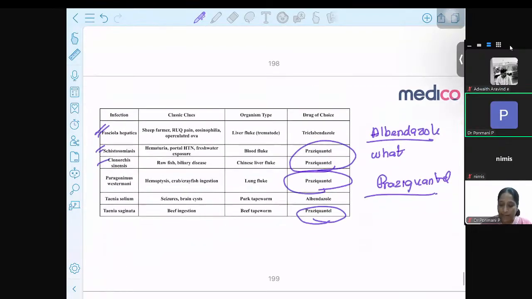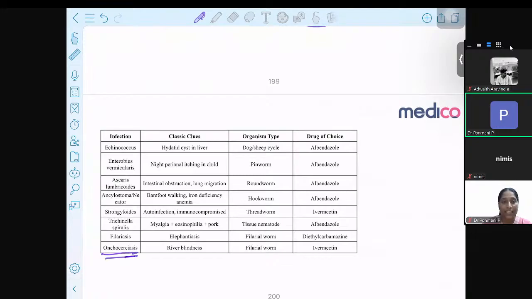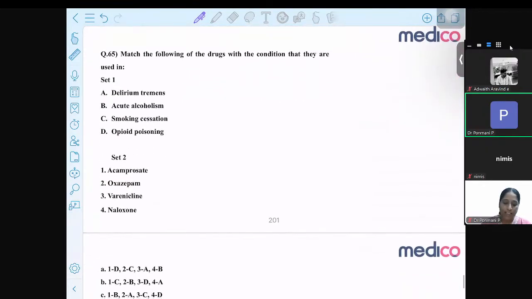And this triclabendazole is not going to be used in any other parasitic infection, if you note. It is going to be used only in Fasciola hepatica. Now moving into the next question.